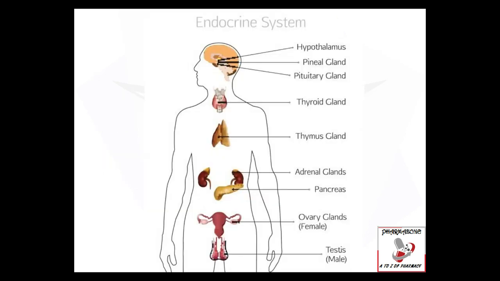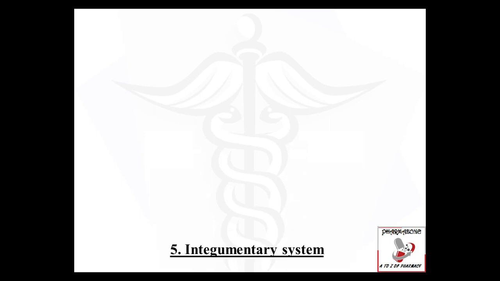The endocrine system is made up of glands that secrete hormones into the blood, which then carries the hormones throughout the body. The hormones regulate growth, development, reproduction, defense mechanism, cellular metabolism, and energy balance. The master gland of the endocrine system is the pituitary gland, which produces hormones that control other endocrine glands. Some of the other endocrine glands include the pancreas, thyroid gland, and adrenal glands. As you can see, the endocrine system consists of the hypothalamus, pineal gland, pituitary gland, thyroid gland, thymus gland, adrenal gland, pancreas, ovary glands, and testis.